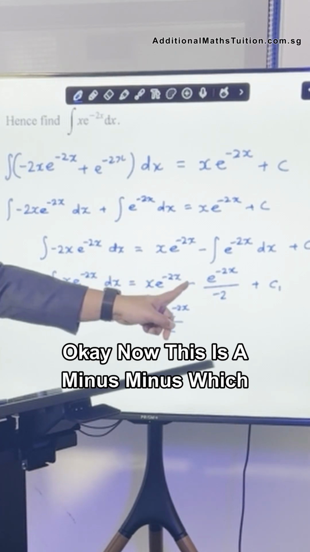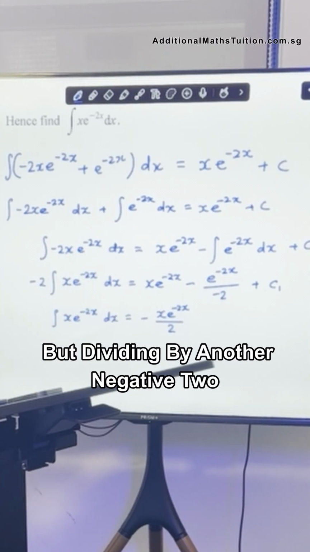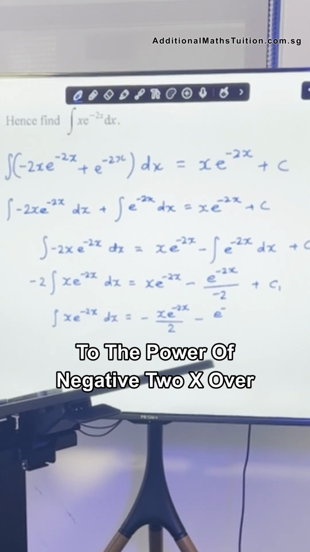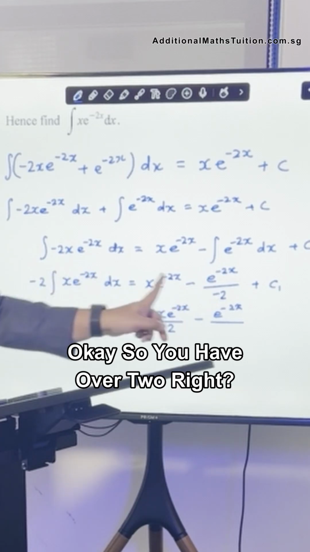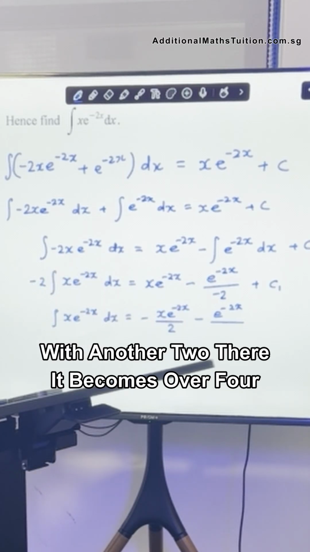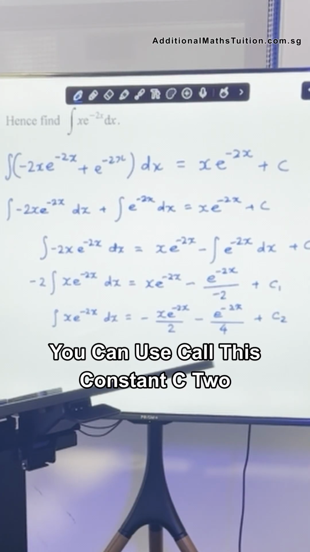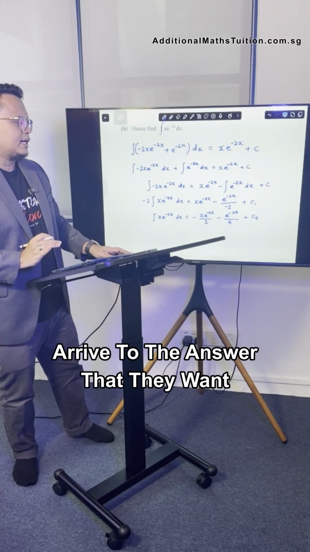Okay, now this is a minus, which will give us a plus. But dividing by another negative 2 will now make it negative still. Okay, this will be negative e to the power of negative 2x over, so you have over 2, right? With another 2 there, it becomes over 4. And then plus that c1 over negative 2, you can call this constant c2. Alright, and that's how we are able to arrive at the answer that they want.